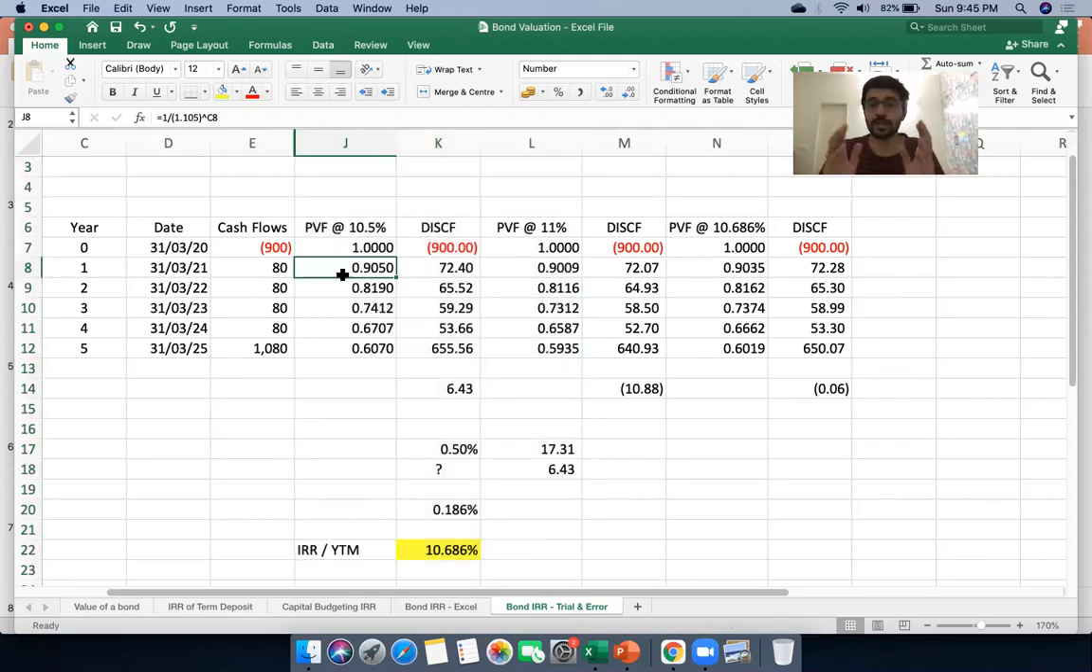But this is basically not the examination approach of how you will be required to calculate YTM. This is more for you to understand.